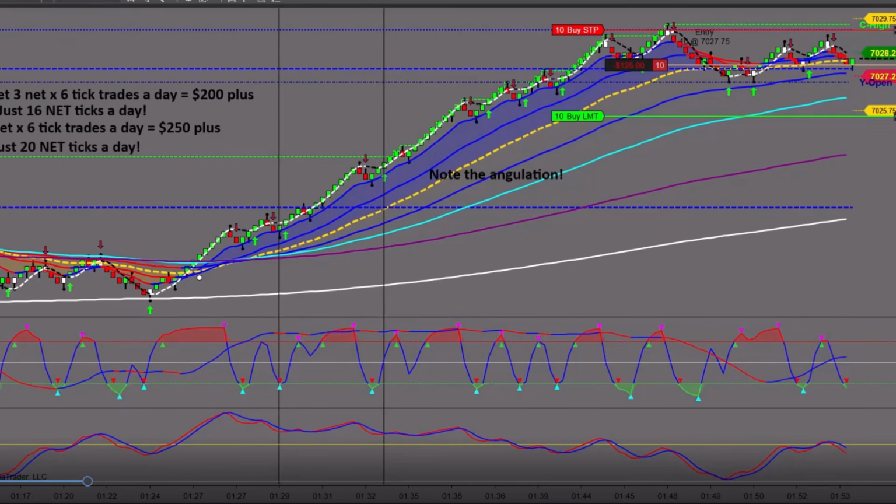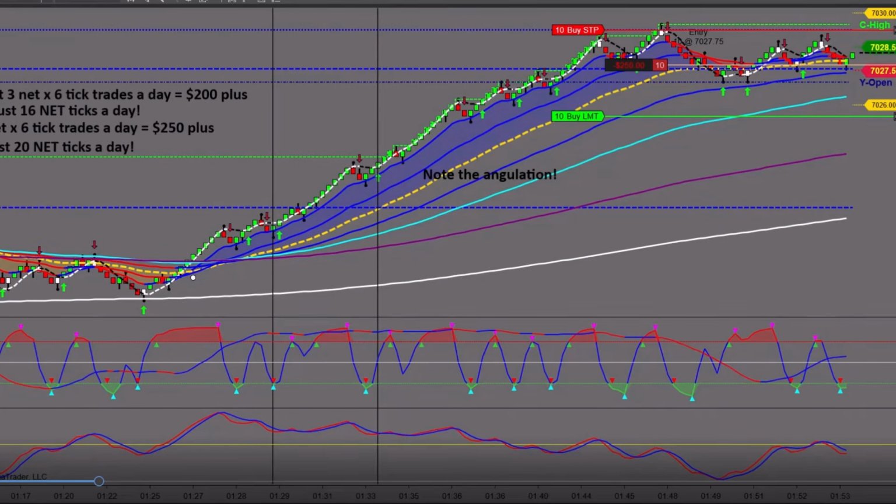It's kept me in by 1 tick. A little bit of luck there, the trading gods. Now see where I say note the angulation. That's the angle we can see. The greater the angle, the more likely you are, traders, to actually have a reversal.